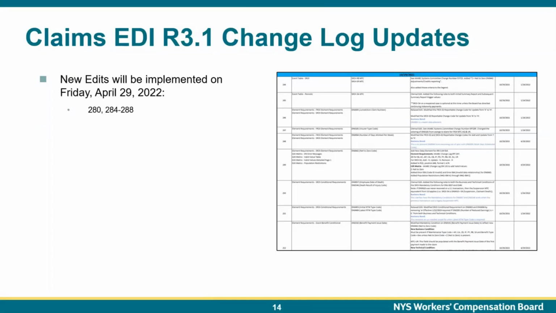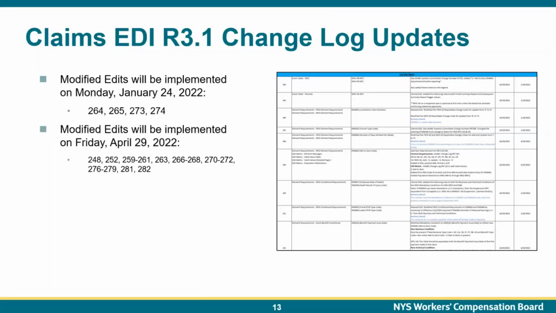We have 24 modified edits to be implemented on Friday, April 29th, 2022. Many of these changes were made to support DN0442 net to zero. In addition to the net to zero changes, we have item 248, which is for DN0064, number of days worked per week, which modified the FROI and SROI 02 reportable change codes for add and update from I to K.